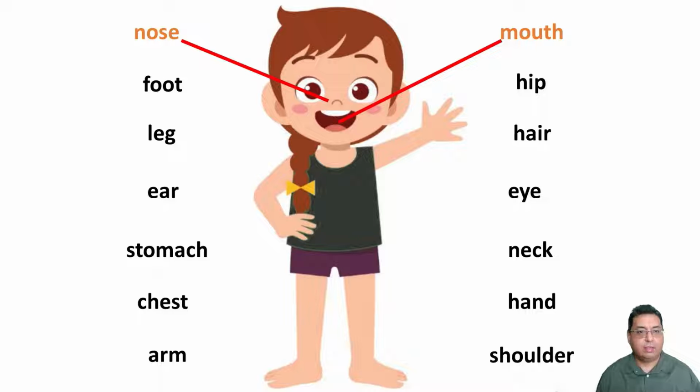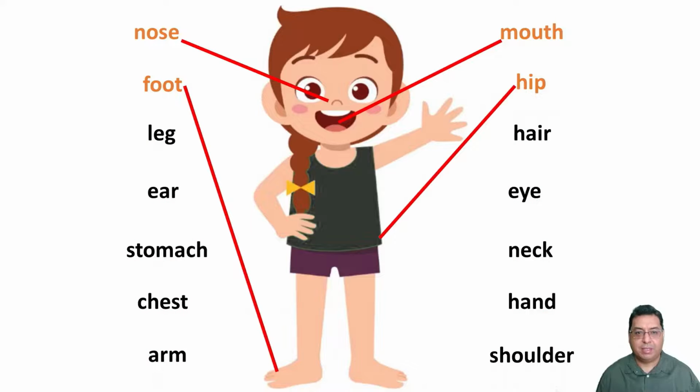Okay, now we got foot. And again, I'm looking here for where it is on this picture, and foot is here. Next word I'm going to do is hip. And I'm going to draw the line here for hip. The next word I'm going to do is leg. And the body part for leg is right here.